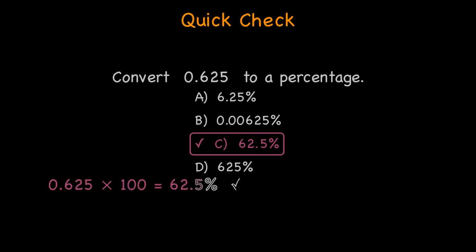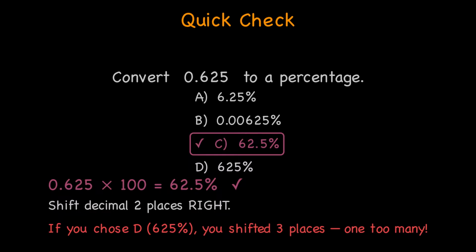The answer is C, 62.5%. To go from decimal to percentage, multiply by 100, shift the decimal 2 places to the right. 0.625 becomes 62.5%. If you chose D and wrote 625%, you shifted 3 places instead of 2. A simple check. Any percentage over 100% means more than the whole thing. 625% would mean 6.25 times the whole. That does not make sense here.